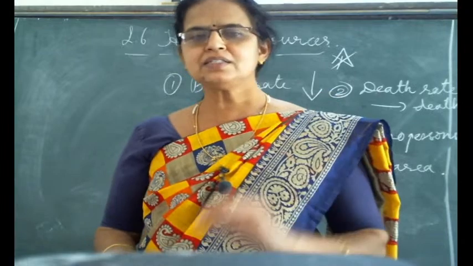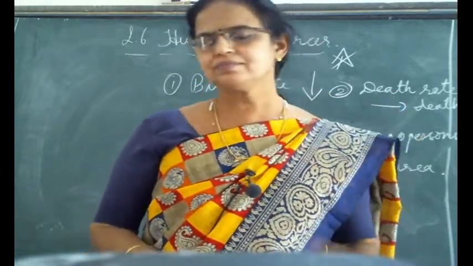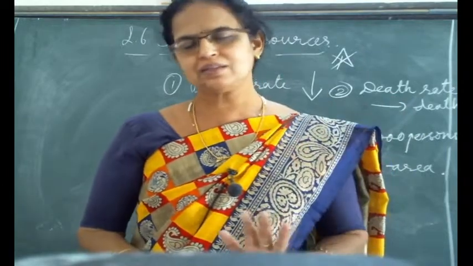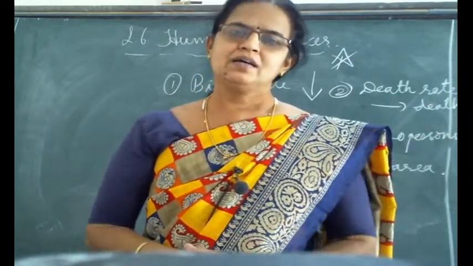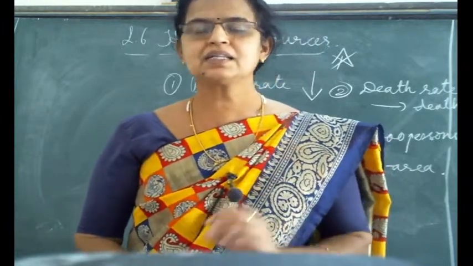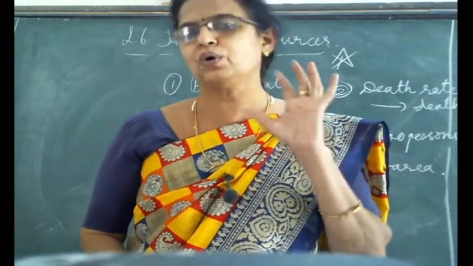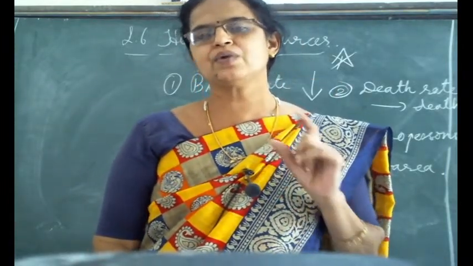So in any region within a 1-year time span, definitely a minimum of 1 or 2 deaths might have taken place, and the maximum we cannot count. So it is telling that the death rate can never be zero. Death rate can never be zero.